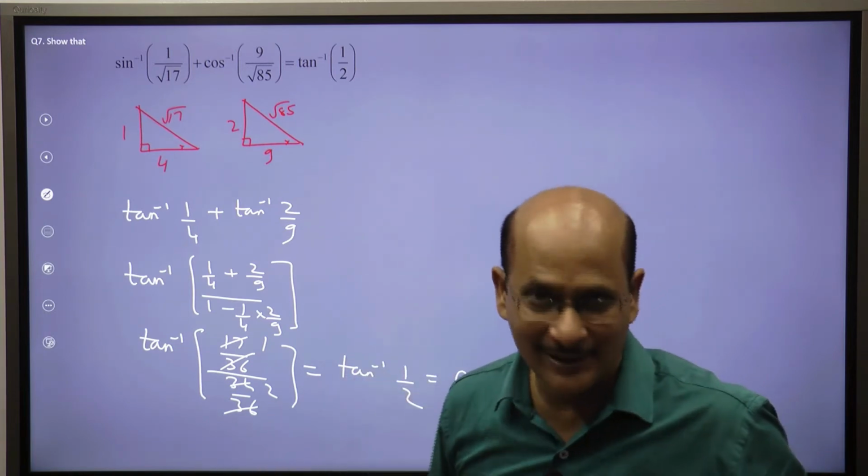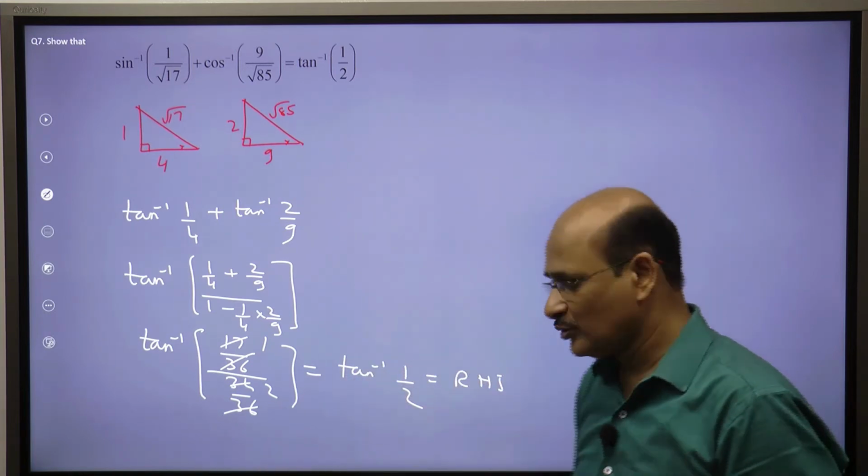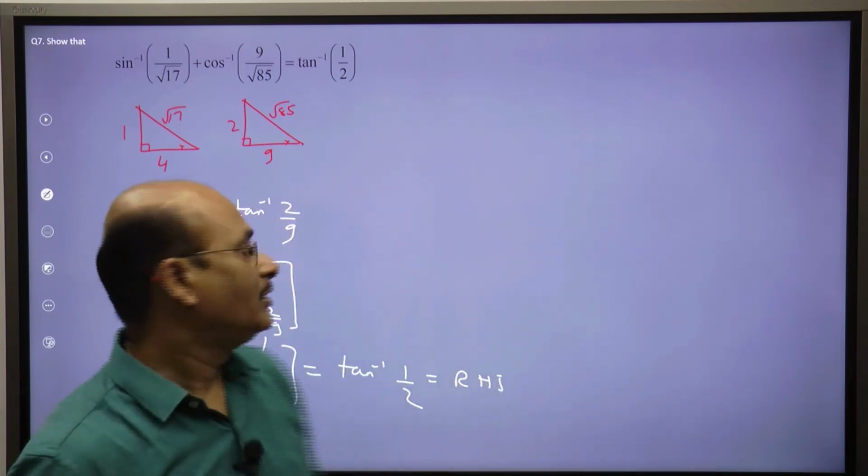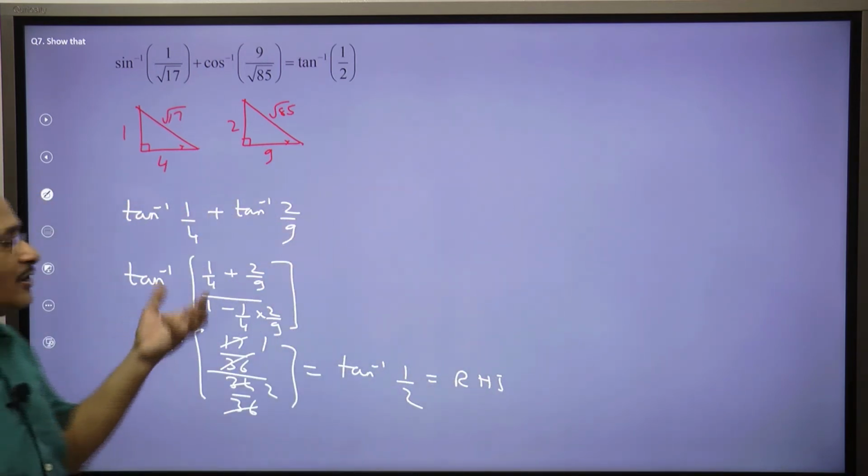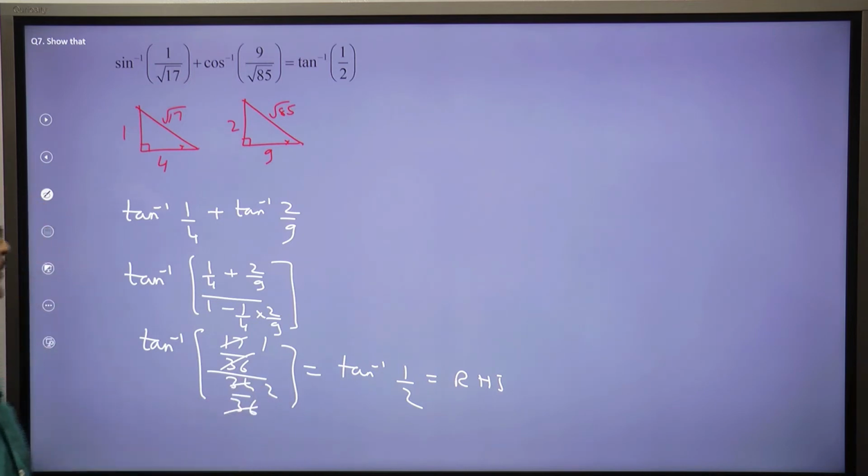I do not say 100% of sums, but many of the sums you can approach with this method, and it becomes easier for us to solve and simplify even without using the calculator. Okay, so pause and note it down.